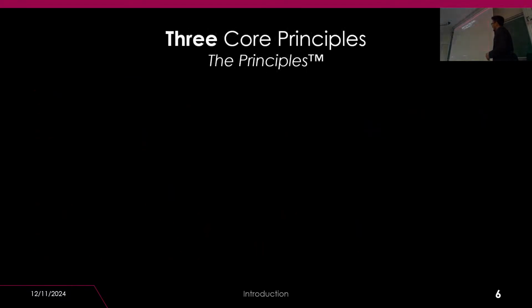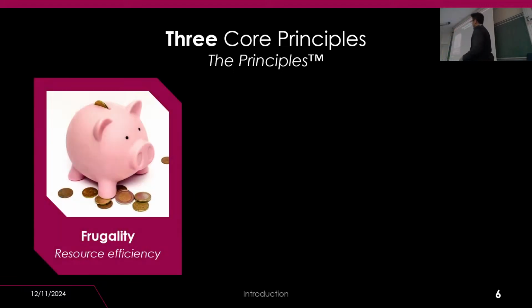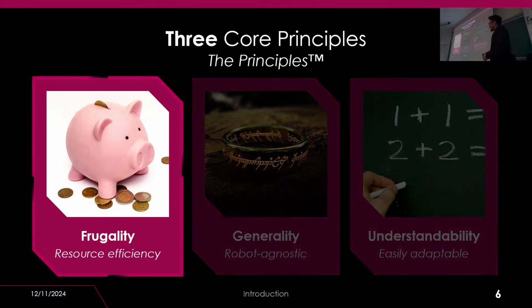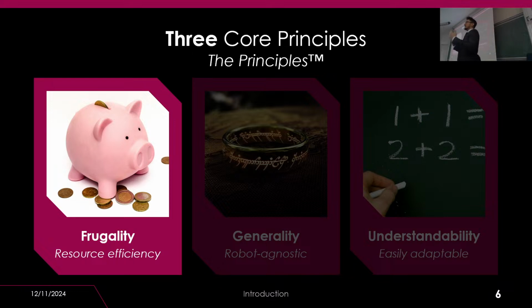In order to tackle these objectives, I've developed three core principles, what I like to call the principles of the thesis, namely frugality, generality, and understandability. Frugality is all about how efficient we are in terms of resources, time, computational power, energy, memory. The less we use of our available resources, the better. So frugality points towards using legacy hardware, old robots, old computers, so that we can push their limits.